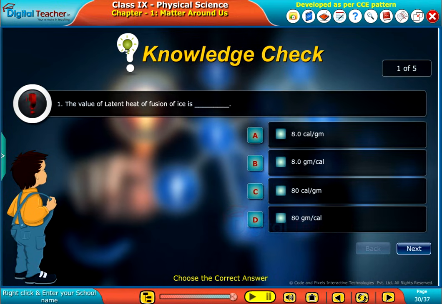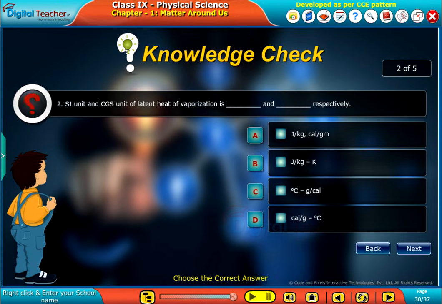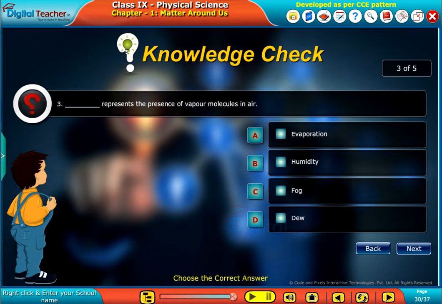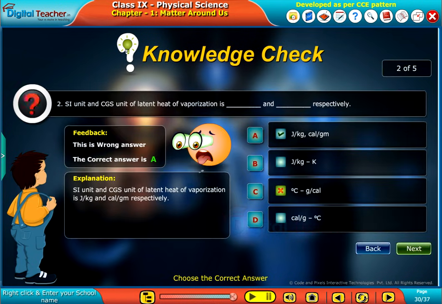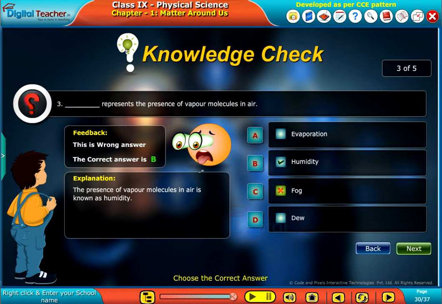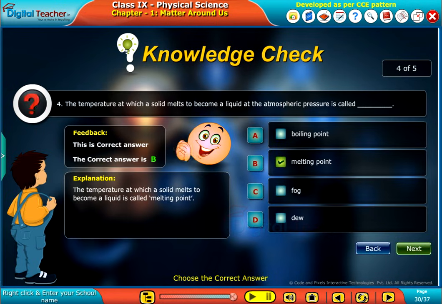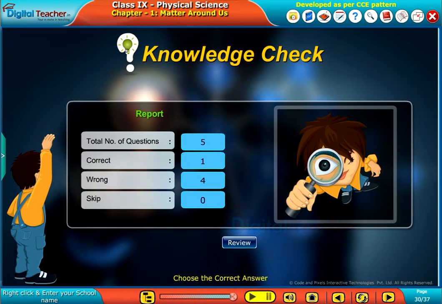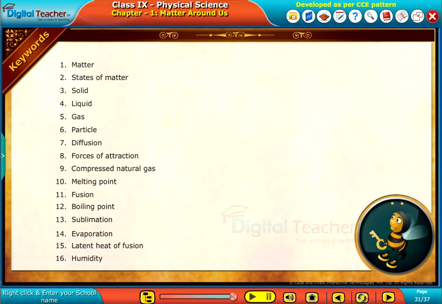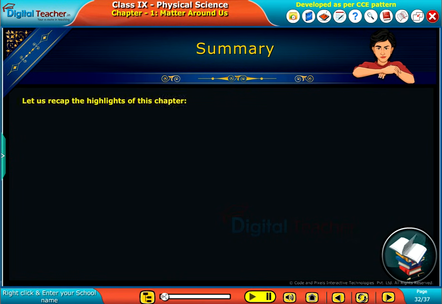Knowledge check. Attempt the following questions to check your understanding. Keywords. List of keywords are shown on the screen. Summary. Let us recap the highlights of this chapter.